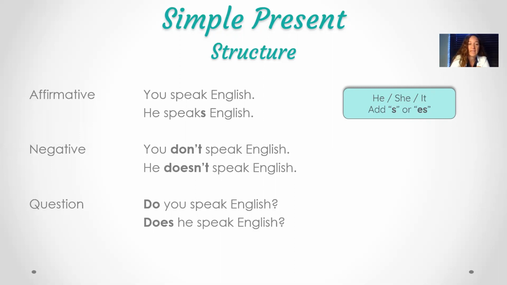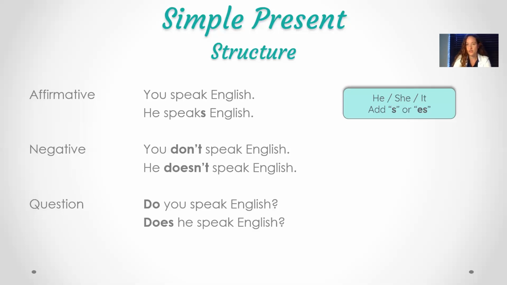So if you check here, he doesn't speak English. You notice that in speak, there's no S because the S is in doesn't. So never double the S. He doesn't speak English. So we don't say he doesn't speaks. No. So there's no S in the verb in that case, right? In a question, at the beginning of the question, you will use do for everybody except he, she, it. We will use does. So do you speak English and does he speak English? Same thing here because does has the S. There would be no S in the verb speak.